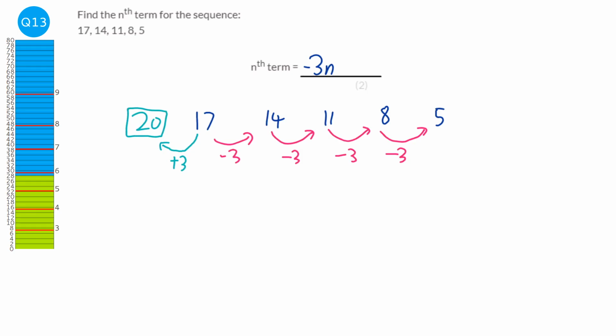So whatever number is the 0th term, because 17 is our first term, is what we add to the minus 3n. So it's going to be add 20. So our answer is minus 3n plus 20.